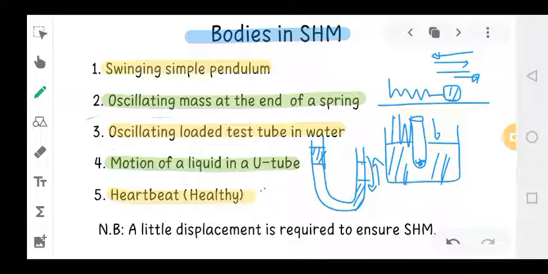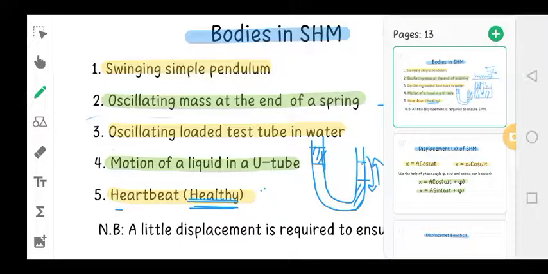We also have heartbeats. The heartbeat is approximately simple harmonic. It must actually be the heartbeat of a healthy person, because the health condition of a man can affect the oscillation of the heart. So the heartbeat of a healthy person is approximately simple harmonic. Those are the common examples.